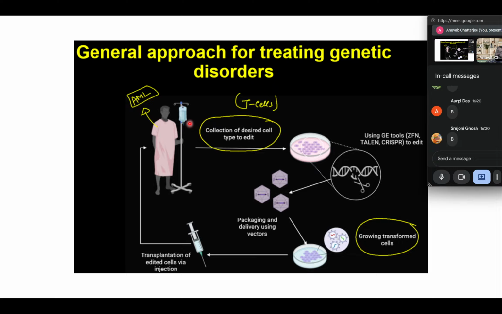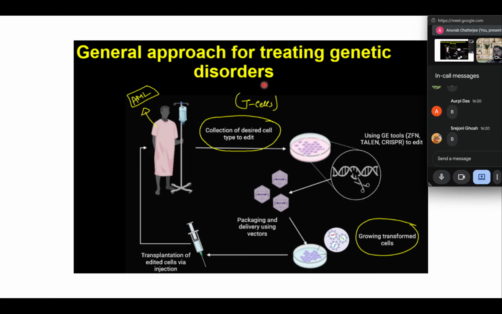You can collect some of the T cells from the patient, you culture them in a media and a dish outside the patient, and then you edit the genome of these cells outside the patient using different tools which we'll learn today, such as zinc finger nucleases, TALENs, or CRISPR. And then you take these transformed cells and put them back into the patient where they actually help ameliorate the disease.